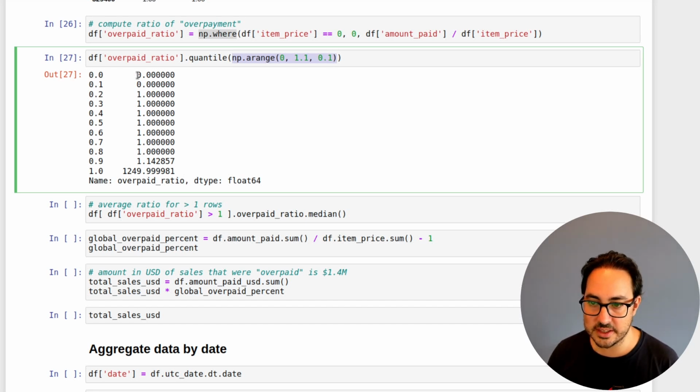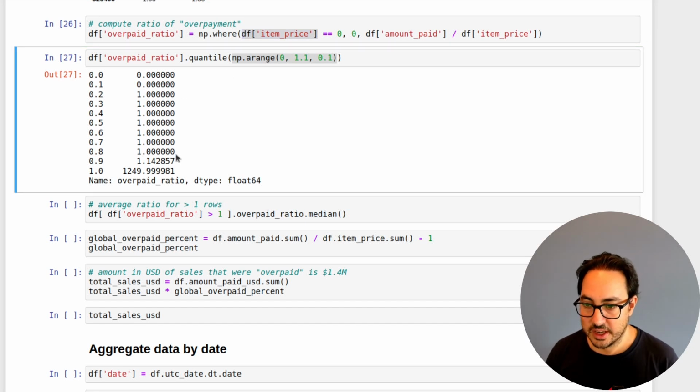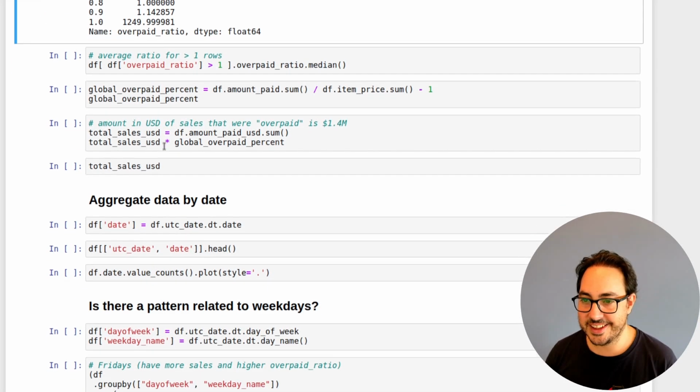And okay, we see we have this situation with zeros. That means that the item price was 0. And on the higher end, we have some crazy values. Someone paid like $1,249 more than the list price. So, very generous people on this website.